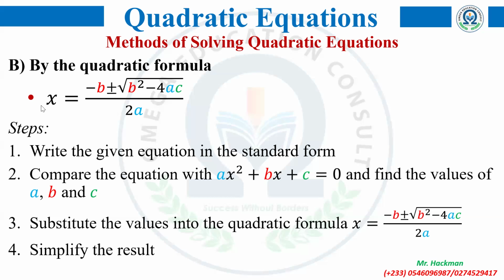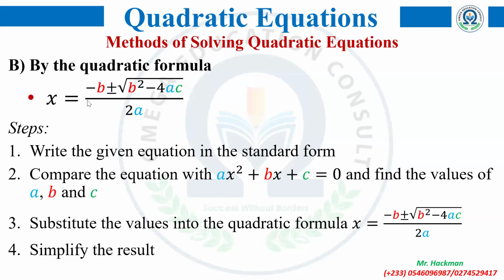So by the quadratic formula, this is the formula. Here I'm looking at a quadratic in X. If it is in Y, then this must change to Y. If it is in A, this must change to A. If it is in Z, this must change. So it means your solution must be in what? In Z. But here, our quadratic is in X, assuming. So our solution must also be in X.